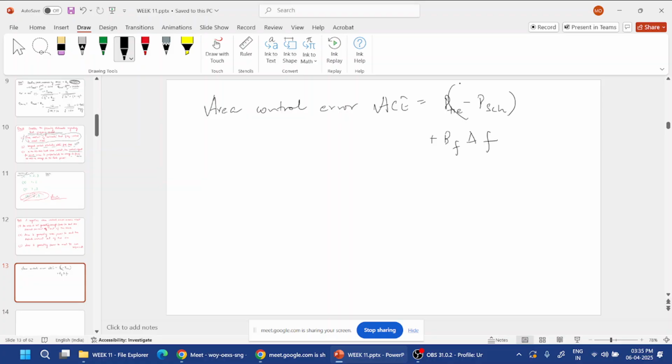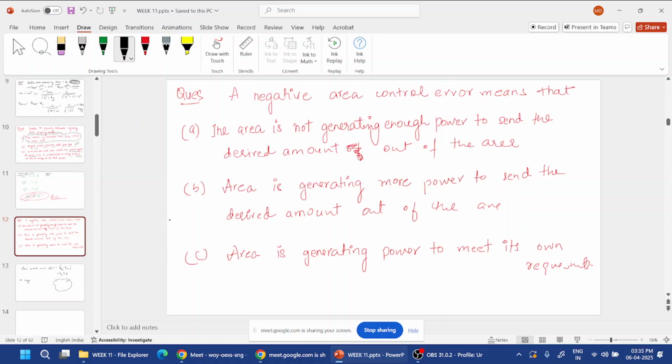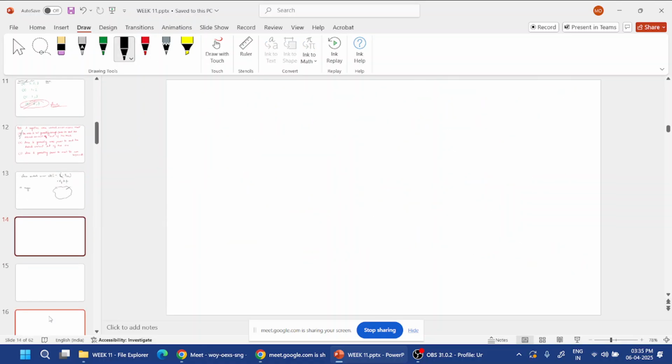Which means a negative ACE means that the area is not generating enough power. That's why the area became negative. What happened here is that it cannot send the desired amount of power out of that area. For any area, there is a generation going on, there is a scheduled power, there is a tie power line. If the area control error is negative, it means it cannot send the desired amount of power out of the area. So basically, A is the correct option.